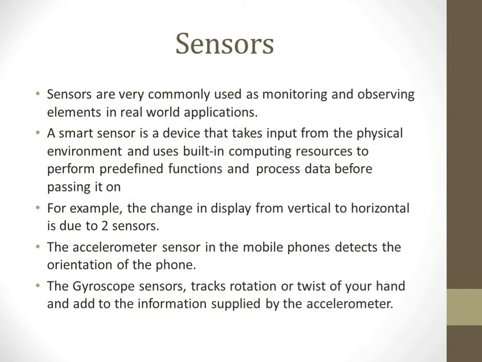For example, the change in display from vertical to horizontal is due to two sensors. The accelerometer sensor in mobile phones helps us detect the orientation, while the gyroscope sensor tracks the rotation of our hand and also adds information supplied by the accelerometer. This is the example we're talking about for the change in display from vertical to horizontal.